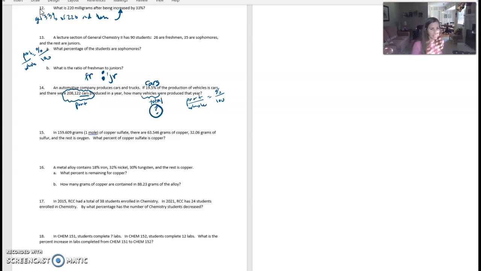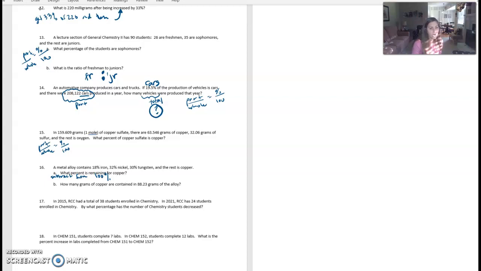Number 15, it's another long one. What percent of copper sulfate is copper? That's part over whole. Again, part over whole equals percent over 100. Number 16, what percent remaining is copper? Okay, all you have to do is subtract from 100%. So you have to have 100% of total ingredients, and you've already been given these three, so you're just trying to figure out what part is copper.